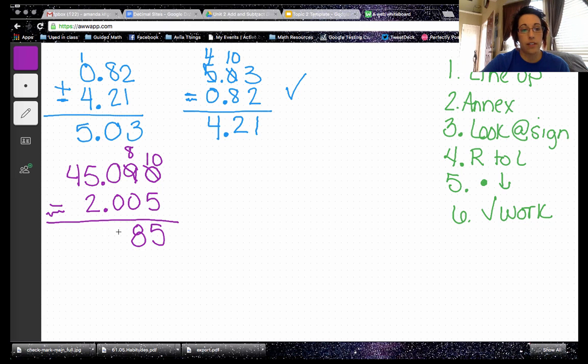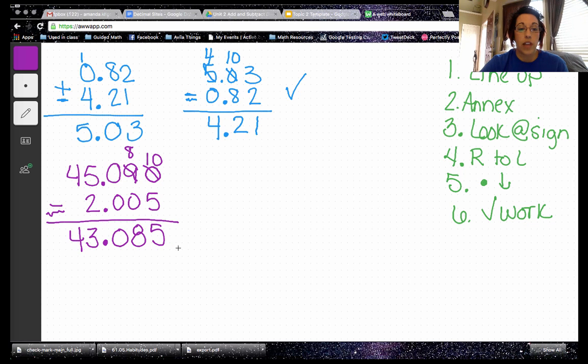0 subtract 0 is 0. 5 subtract 2 is 3. 4 subtract nothing is 4. Step 5, we bring that decimal down. Decimal, decimal, decimal. Step 6, we check our work.